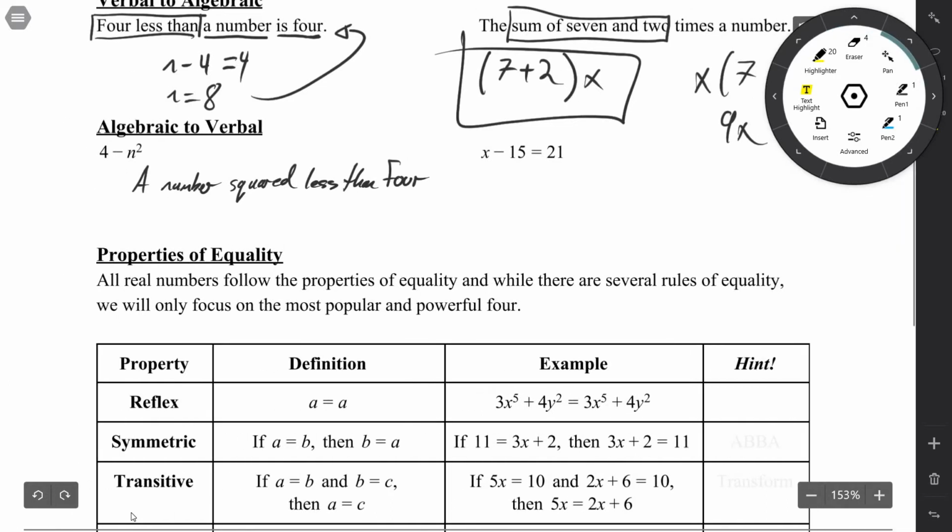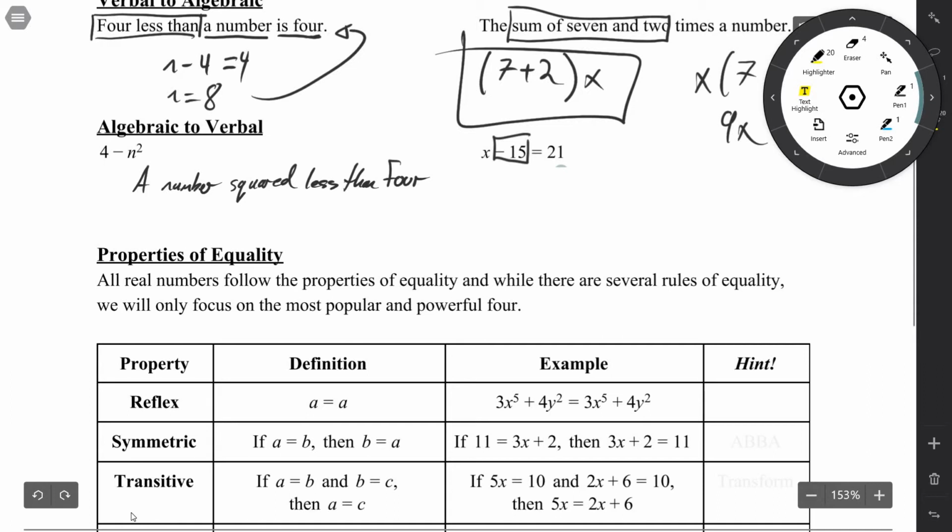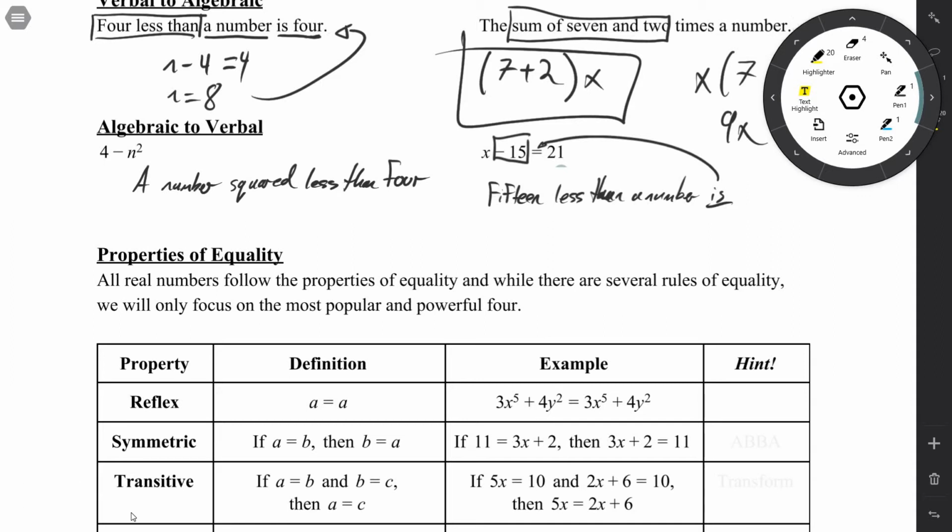And for this next one, this one has an equal sign. Let's see, x minus 15 equals 21. Again, I'll take this phrase first and then work from right to left. So 15 less than a number is, and that's the equals sign, 21. And that's it.